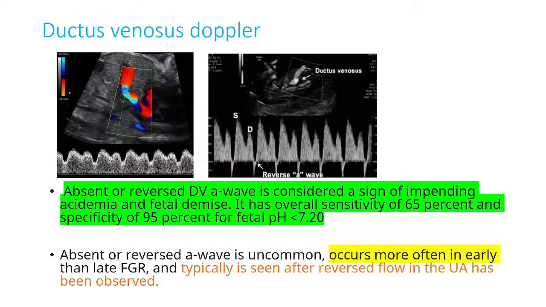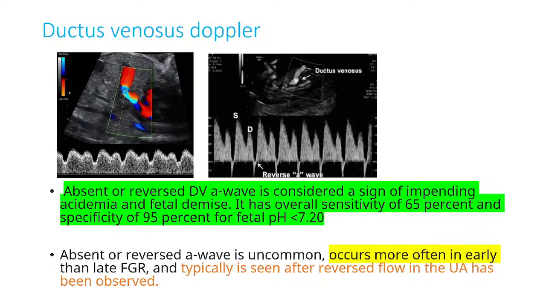So, this is the ductus venosus Doppler. Here you can see the ductus venosus, and the normal pattern of ductus venosus Doppler is the M pattern. Here you can see this is the M pattern of waveform. Whenever the compromise to the fetus is sufficiently severe, there will be absence of the A wave. Here you can see this is the diastolic flow A wave, and it is absent here and reversed here. So, reverse A wave means absent diastolic blood flow in the ductus venosus.